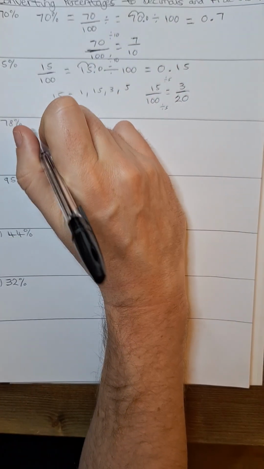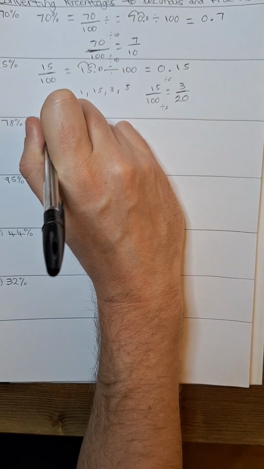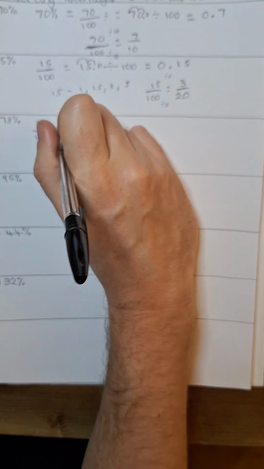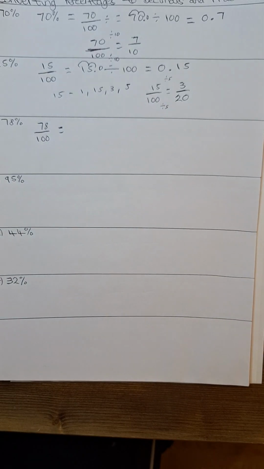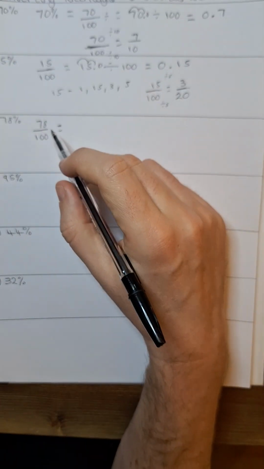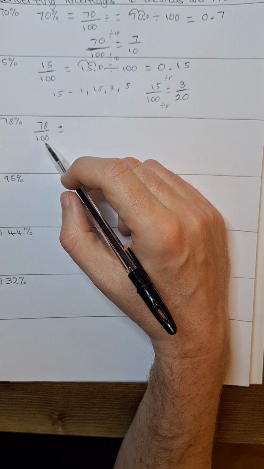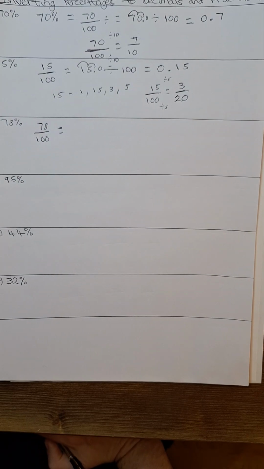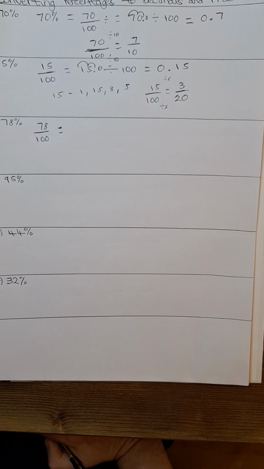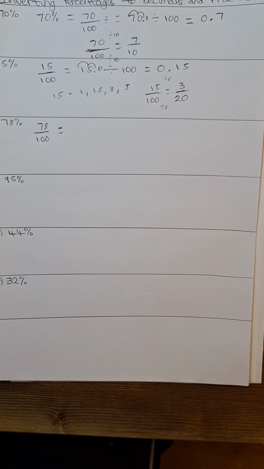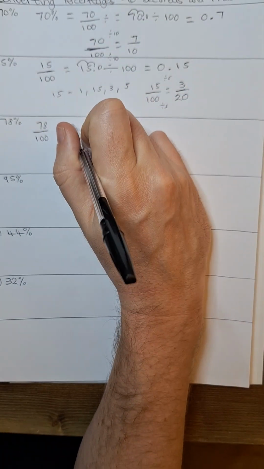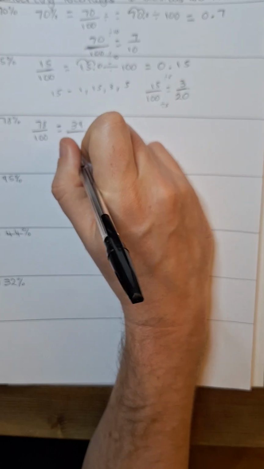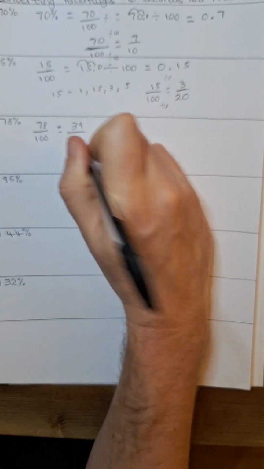Next one, we have 78%, which is 78 over 100. To get this fraction in its simplest form, I'm going to divide both the numerator and the denominator by 2 because they are both even. If both the numerator and denominator are even, they both divide by 2. So 78 divided by 2 equals 39, and 100 divided by 2 equals 50.